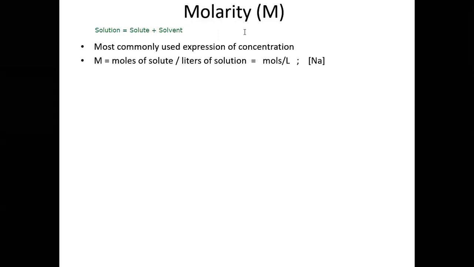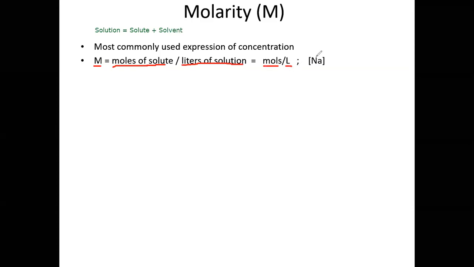If there was a lot of solute, we would say it's a concentrated solution. If there is very little solute, we call it a dilute solution. The way we find molarity, which is capital M, the symbol for molarity, is taking the moles of solute divided by the liters of solution. So your solute has to be in moles, your solution has to be in liters, because the units for molarity are moles per liter.